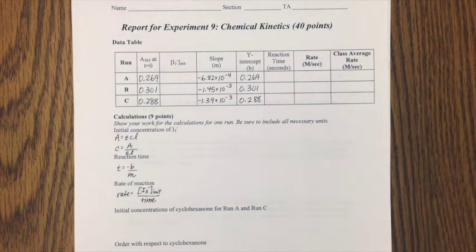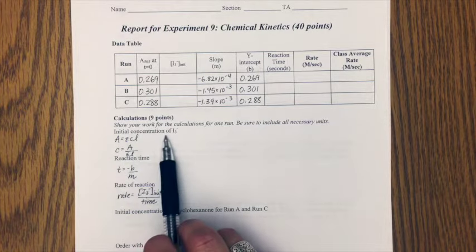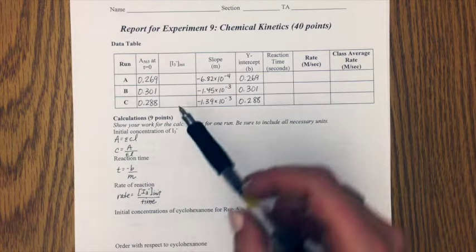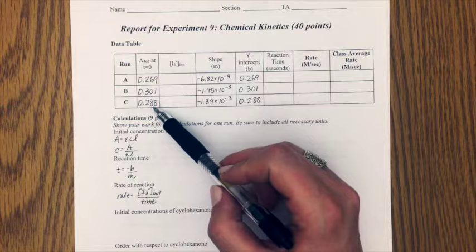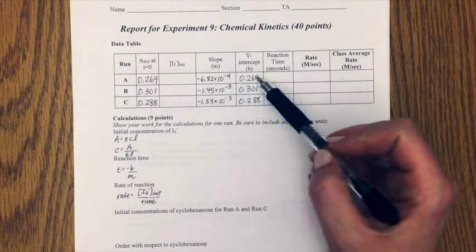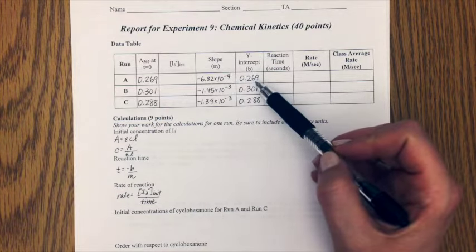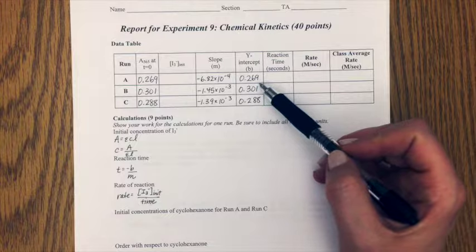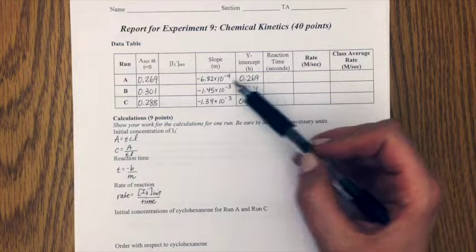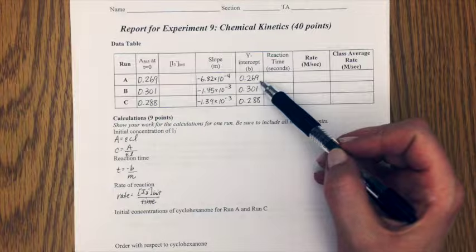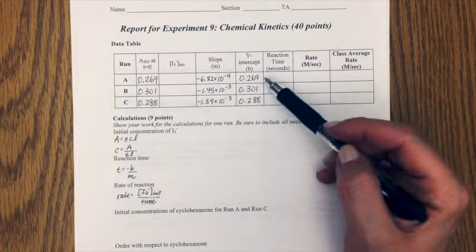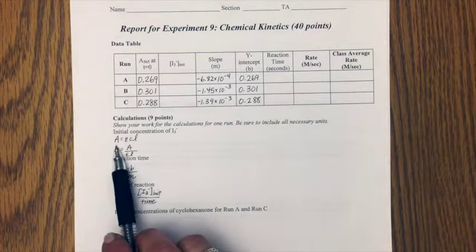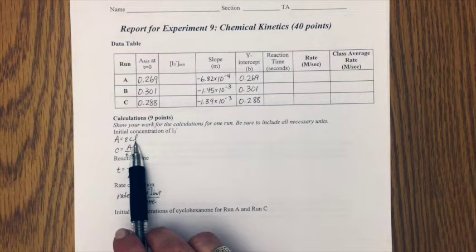Okay, we're going to get started with your calculations for the lab report for experiment 9, chemical kinetics. We're going to begin with the initial concentration of I3-. You may note I have some data here: absorbance at time equals 0, and also slope and y-intercept. I got this information from my Pasco data file with the best fit line as the absorbance changes over time. The first thing, again, is to calculate the initial concentration of I3- using Beer's law.